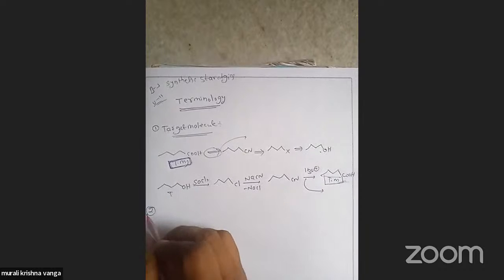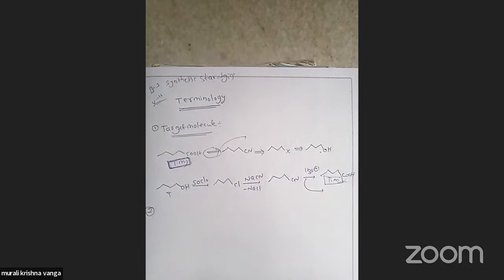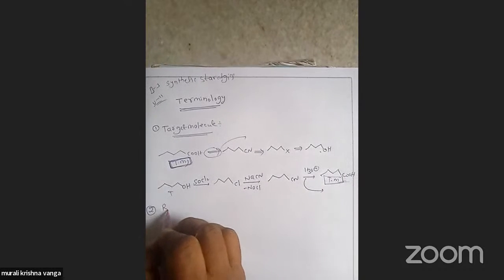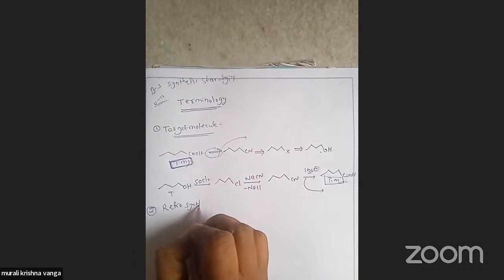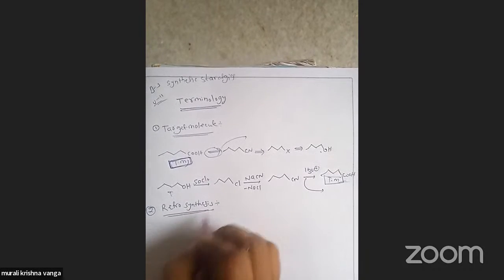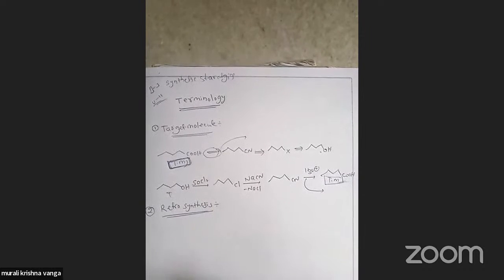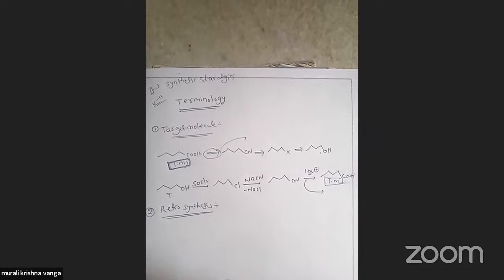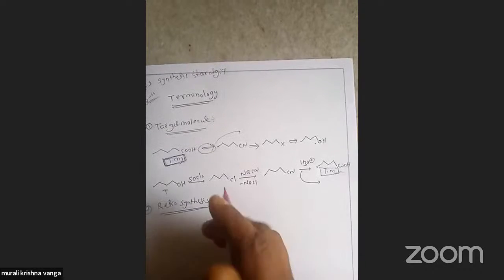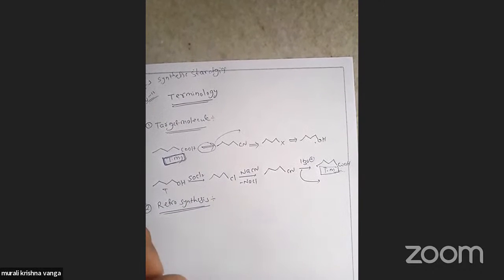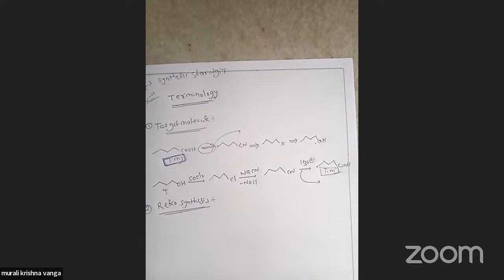And next terminology is retrosynthesis. According to E.J. Corey, it is a problem-solving technique for the transformation of target molecule into simple, readily available, cheaper starting material. That is called retrosynthesis, or retrosynthetic analysis.